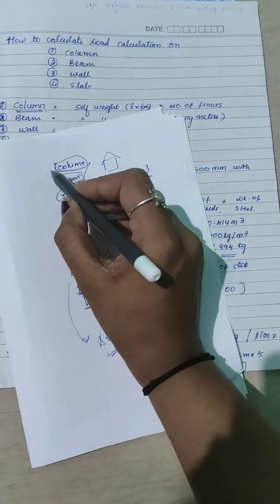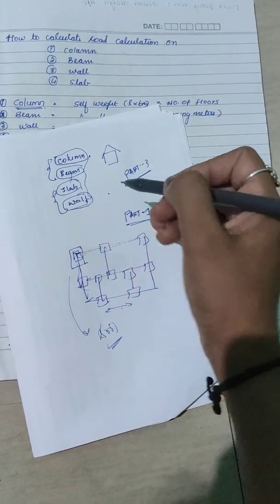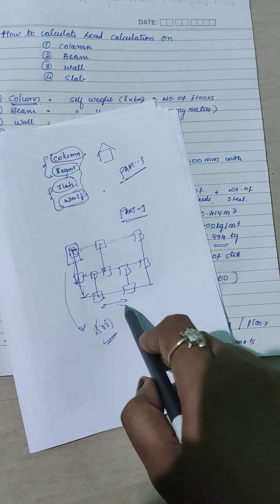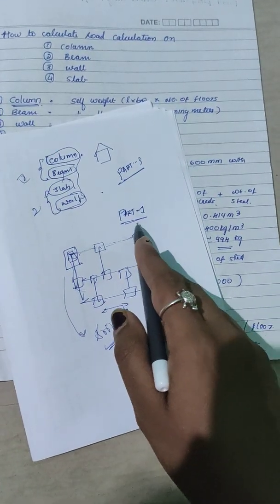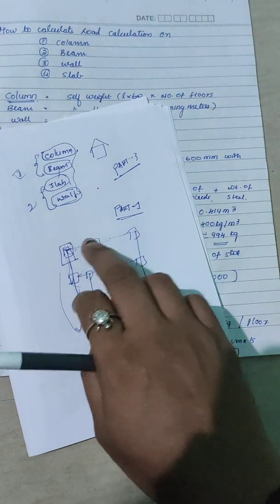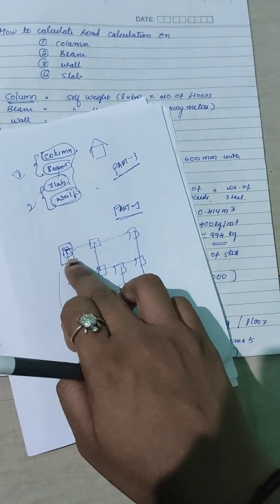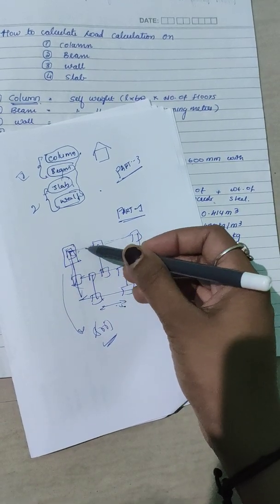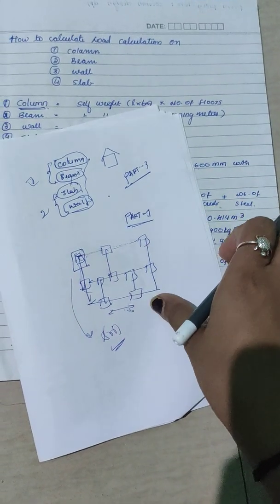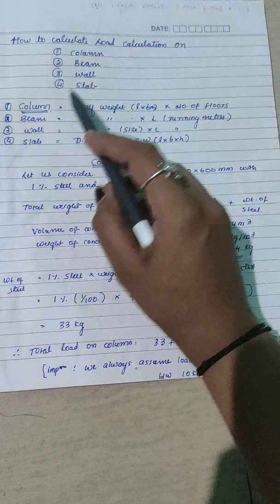In part 1 I'll explain column and beam. In part 2 I'll explain slab and wall. In part 3 I'll explain the distribution method, that means how much load is being applied or acting on a particular column due to these beams. Okay, let us come to the first two, that is column and beam.